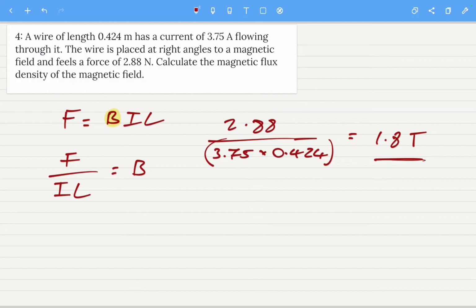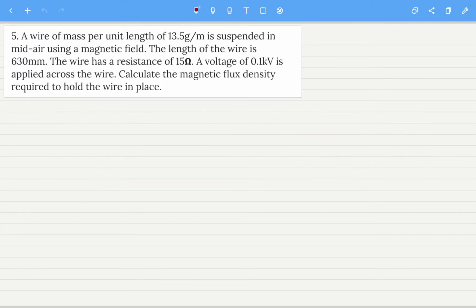Let's move on to the extension question. I'm warning you, this is very difficult and you will need to pull physics knowledge from different areas. Right, then number 5. So you can pause and have a go at this one.